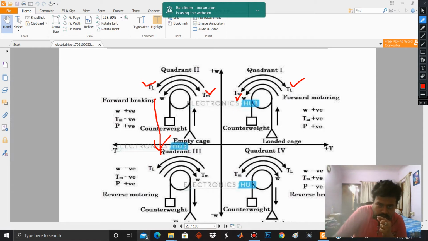If the direction of the motor torque does not change, what will happen? This tau L and tau M will add up, resulting in a very huge speed, and the empty cage will just fly over the counterweight and the system will become unstable. So what happens is, you can see tau M becomes negative, but omega stays positive and its value becomes low. What will happen to the power? It is wrongly written here. It will be negative. The power becomes negative because omega is positive and tau M is negative.